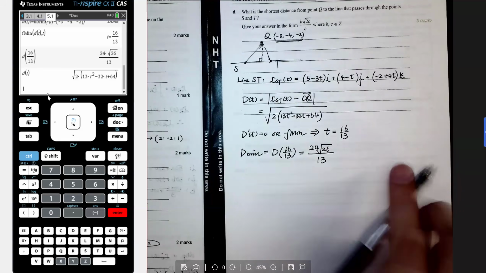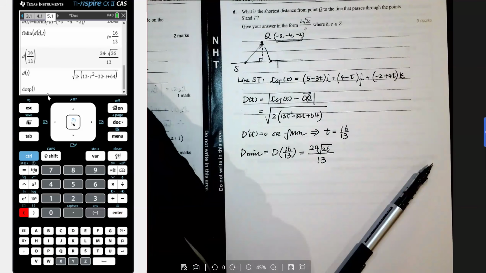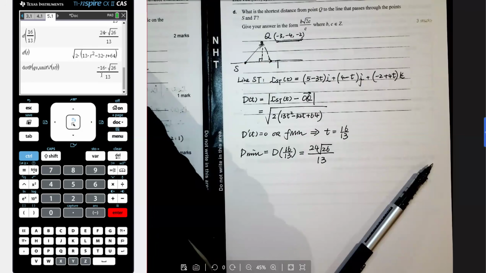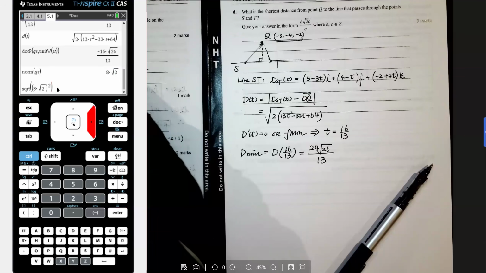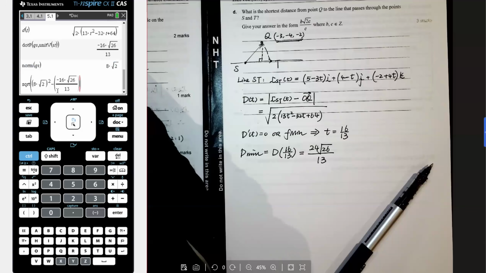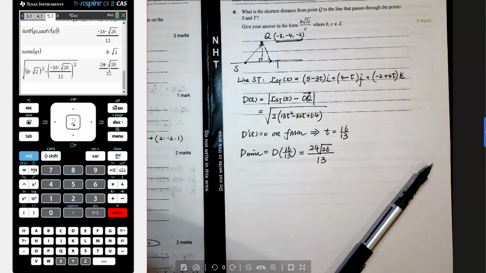You might want to use another method. For example, I can also use the dot product with QS and the unit vector ST, and I can get some kind of scalar resolute of SQ onto ST. Then I can find the distance of SQ and use Pythagoras: the norm of QS is this guy here, then I can take a square root of that thing squared, take away that squared. It gives you the same answer, okay?